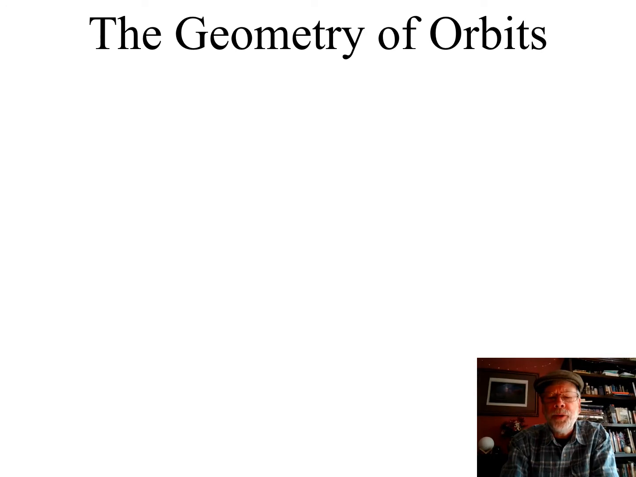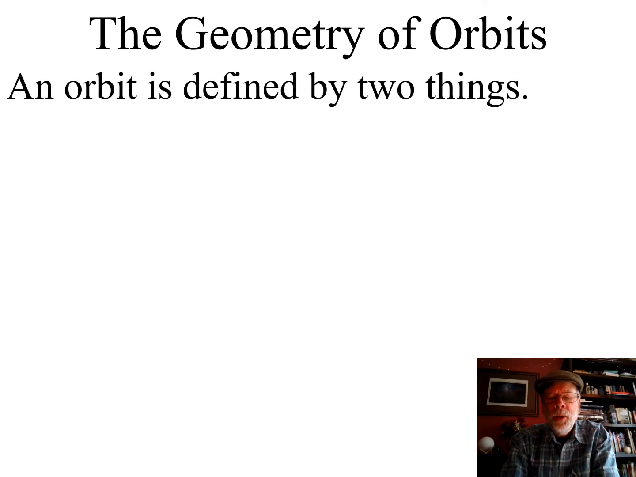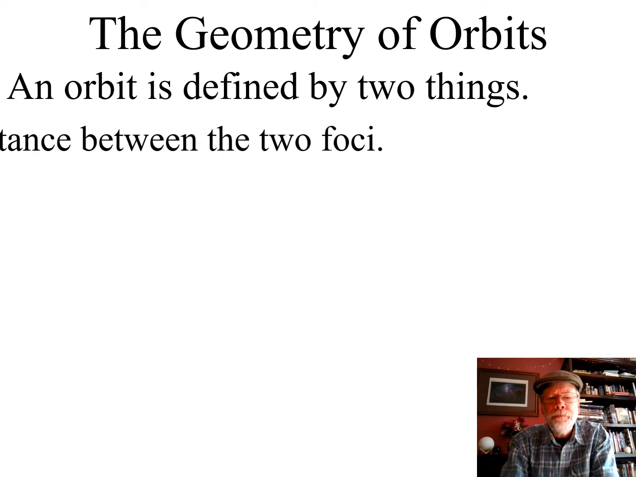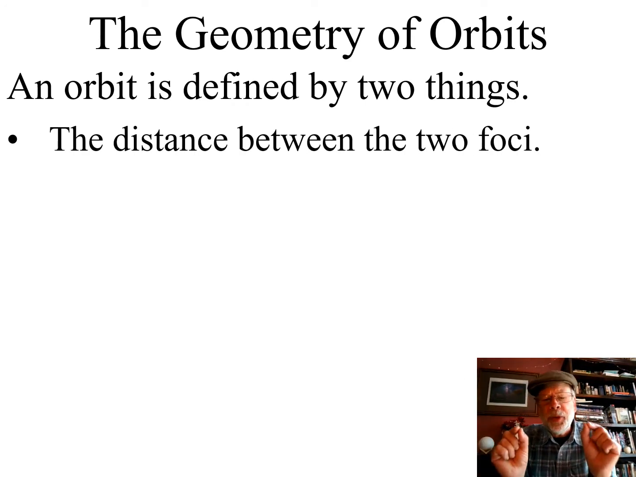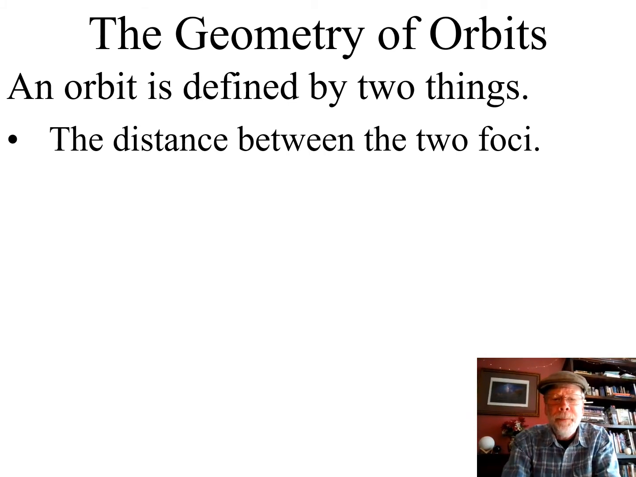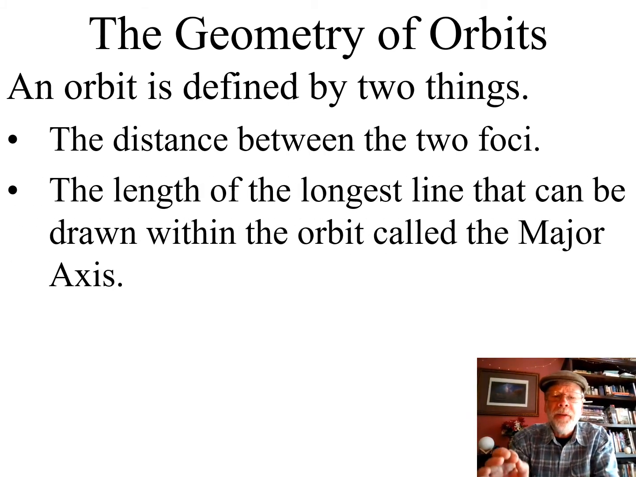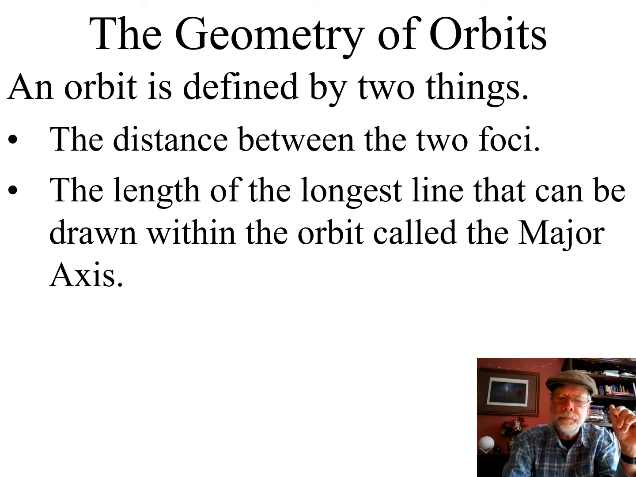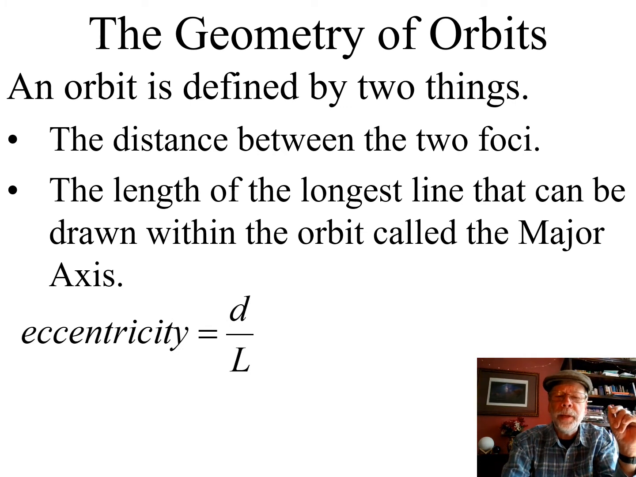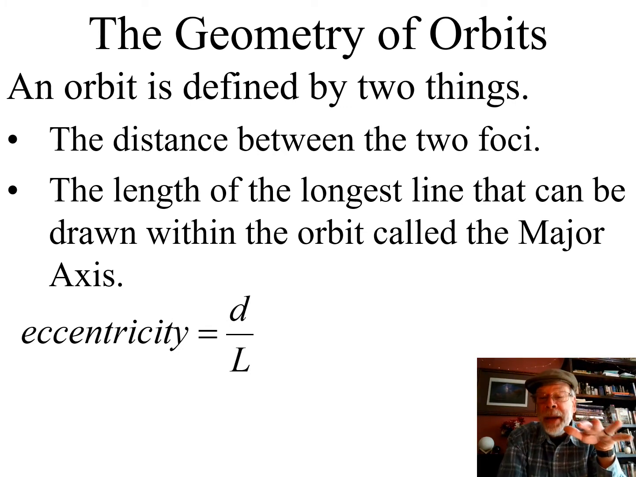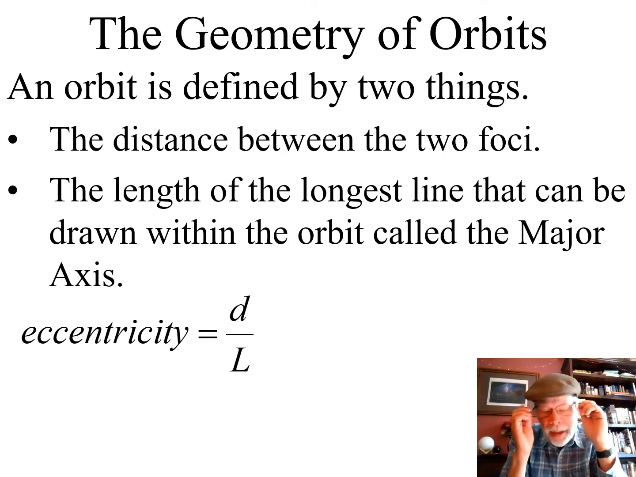Let's talk some geometry of orbits. We define an orbit by two things. First is the distance between those two focal points, those two foci. We measure that distance between them. And then we consider the length of the longest line that can be drawn within that ellipse. That longest line is called the major axis. There's the formula. Eccentricity, that's a measure of how squished the ellipse is, given by d over L.